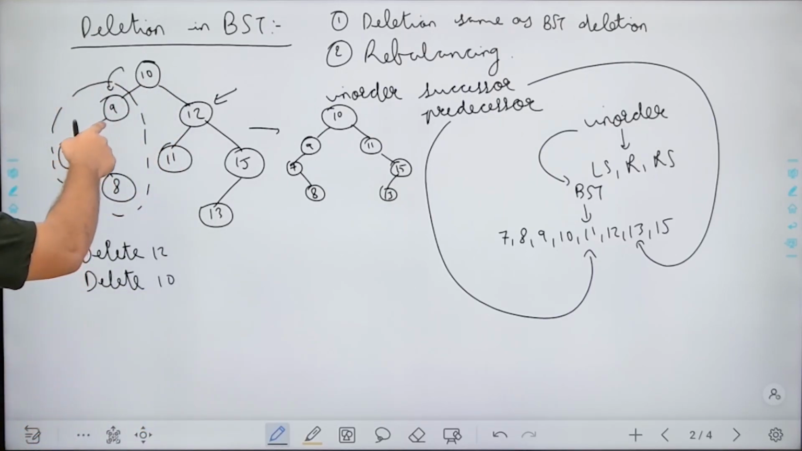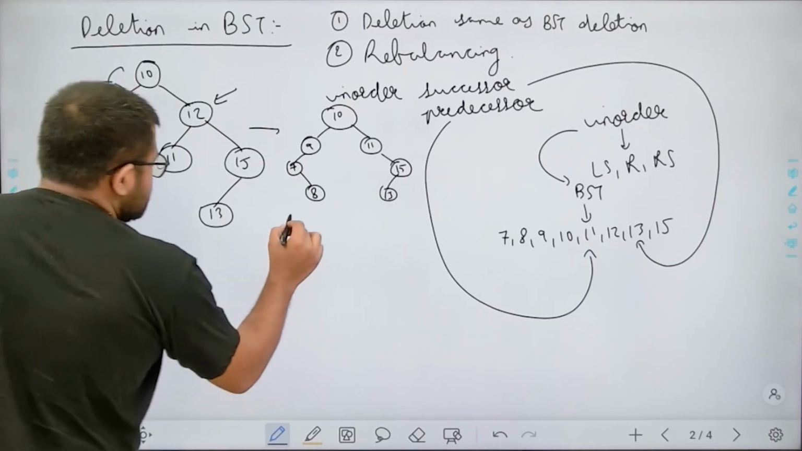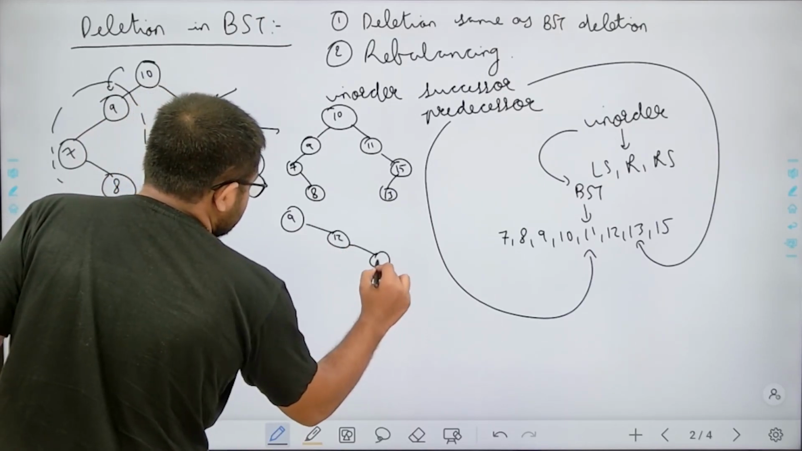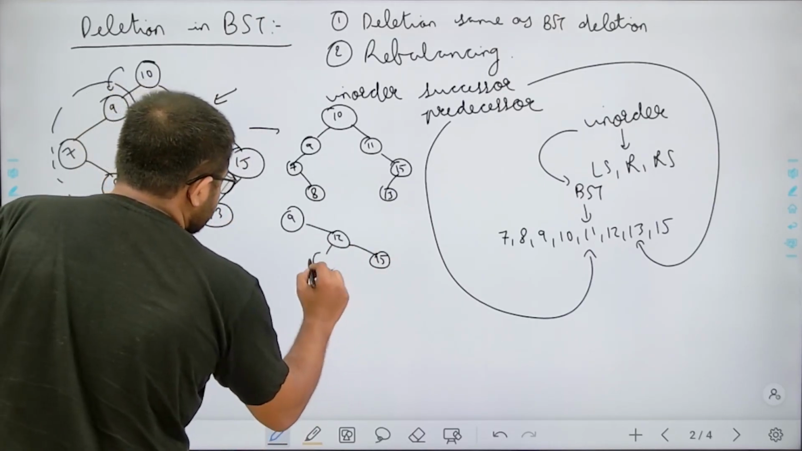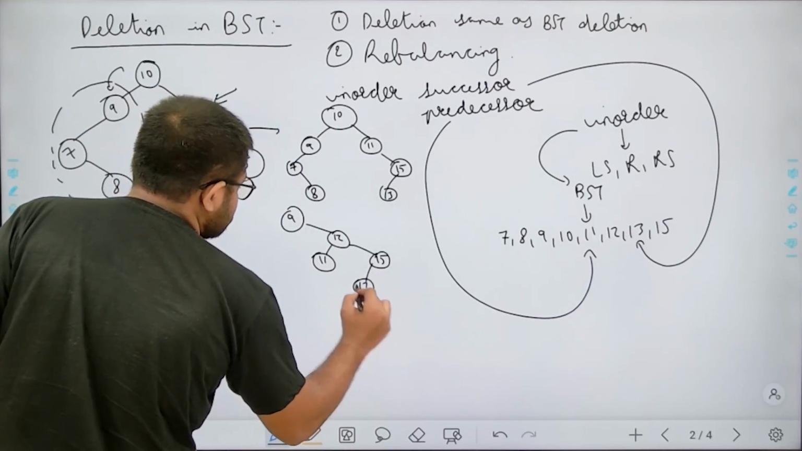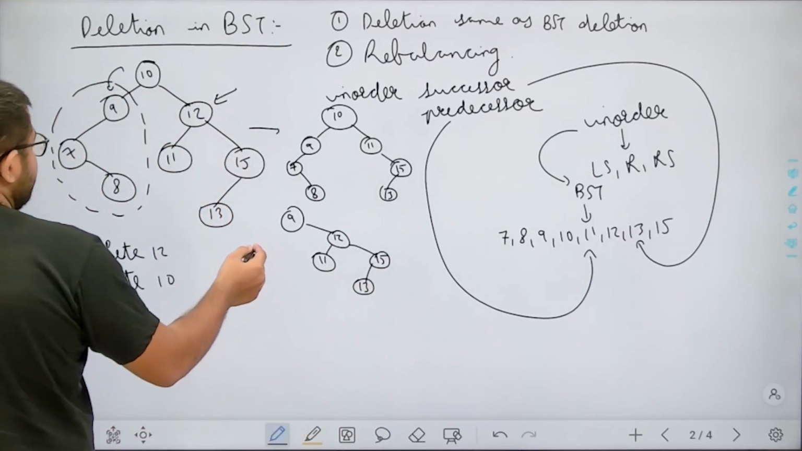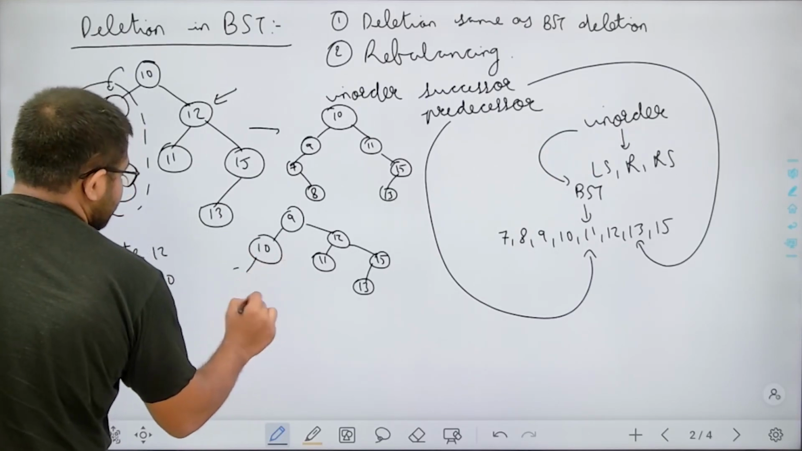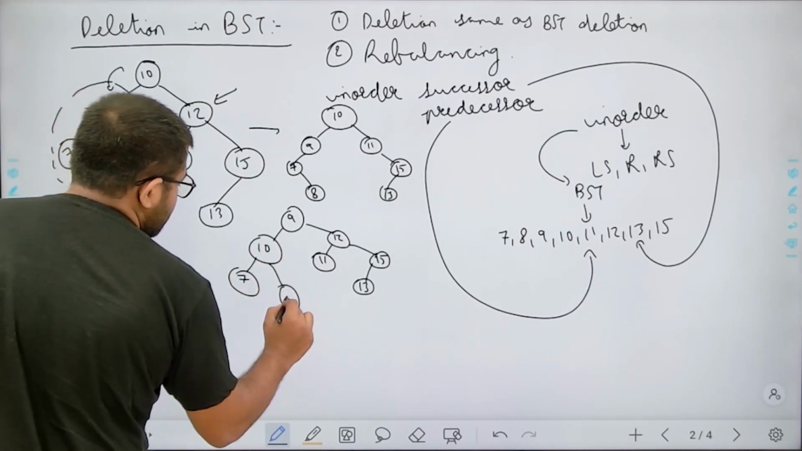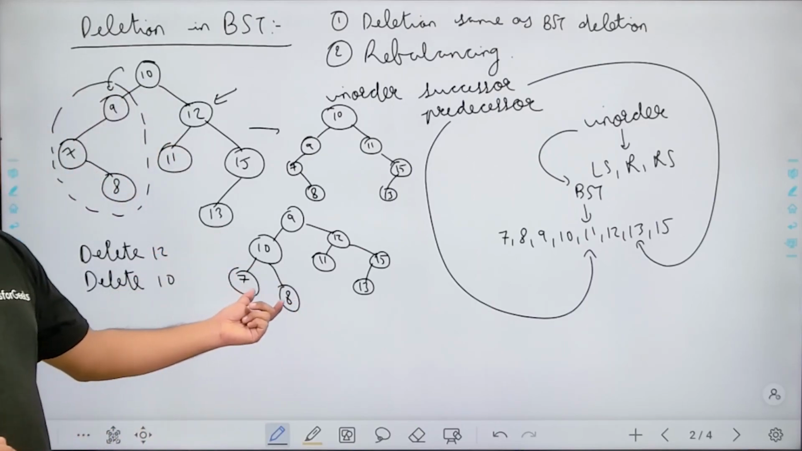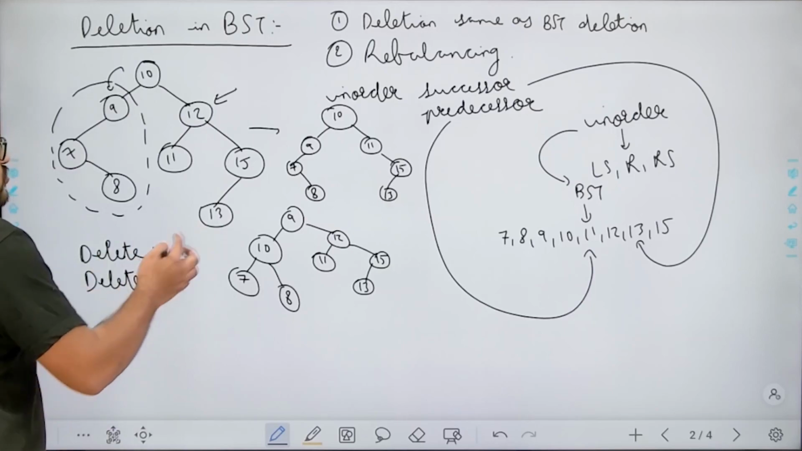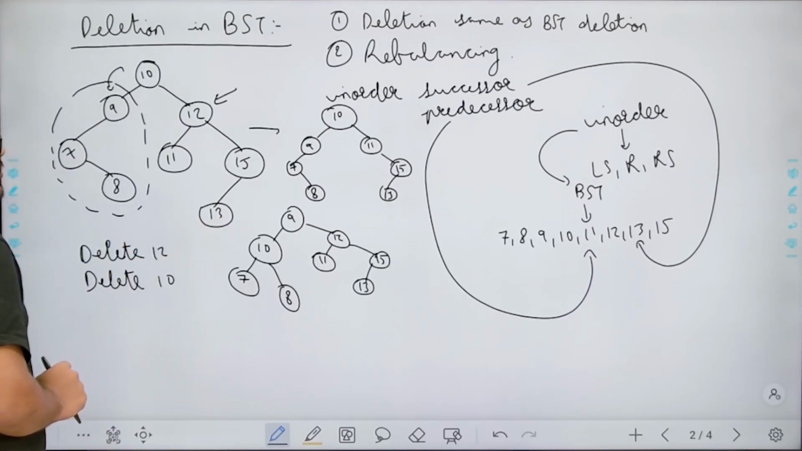So suppose I replace 10 with 9. Okay, so 10 will come here, 9 will go here, right? So this will become 9, this will become 12, this will become 15, this will be 11, this will be 13. These things will stay as it is. 10 will come here, and 7 will be here, and 8 will be here. But we keep doing this recursively until 10 comes to the leaf node. 10 is not a leaf node. So again I'll see the in order predecessor.